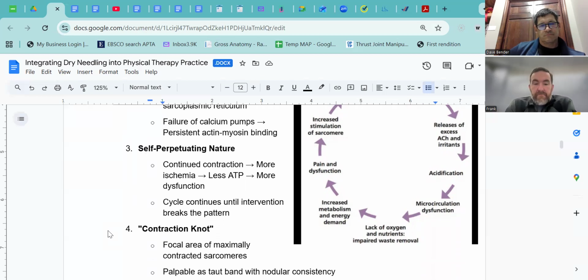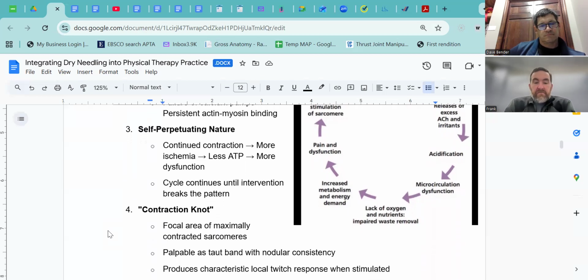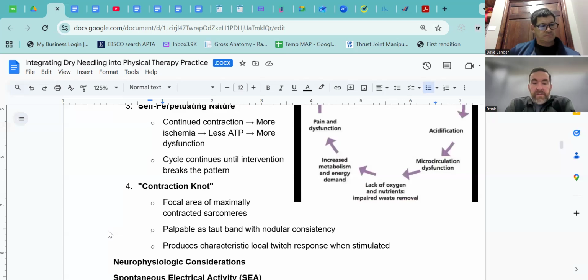So oftentimes you'll see this knot, this focal area under these contracting sarcomeres, that taut band, and it has, as we talked about, this twitch response when you stimulate it. So needling is a fantastic way to go in and break this pattern. Certainly, could you do it manually? You can maybe use some instrument assisted soft tissue massage. You can beat the heck out of your thumbs working at it for a while.